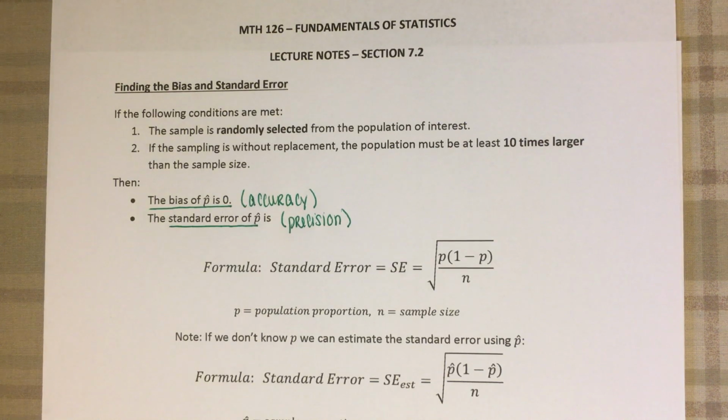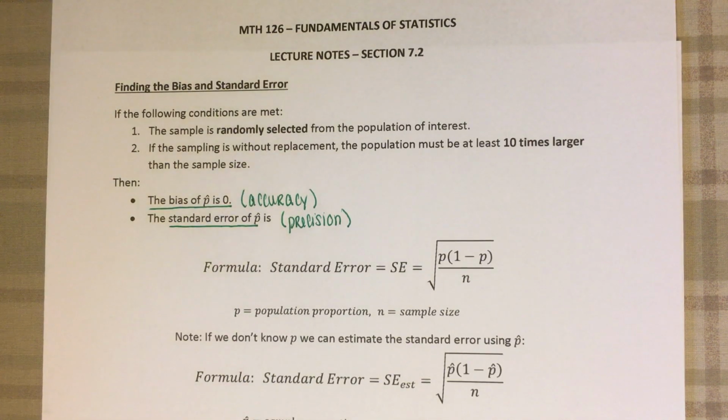are still the same. Inside our square root in the numerator, we have our proportion times its complement. So whatever percent we have times its complement, we're going to divide that by our sample size, and then we are going to take the square root of it.